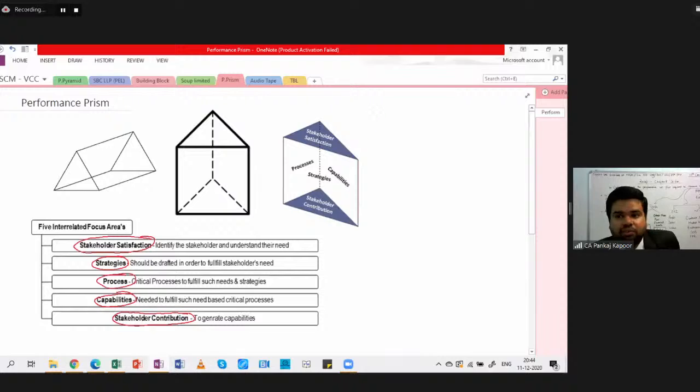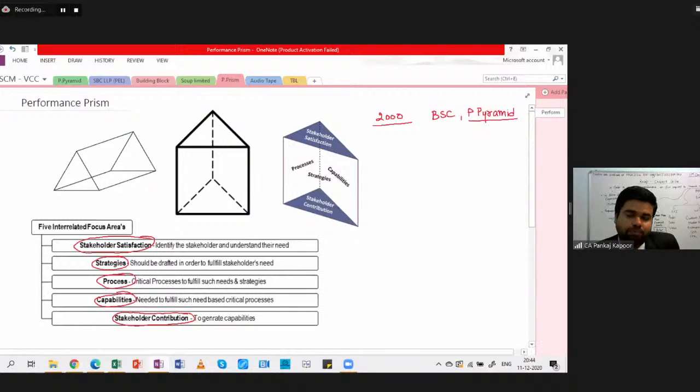Why did this model need to be developed? By the end of the year 2000, everyone started understanding the balanced scorecard, and also the performance pyramid. But there is a problem with these models. The performance pyramid only cares about the customer, that is the market, on the left-hand side of the model, and apart from that, the shareholder on the right side as the financial aspect.